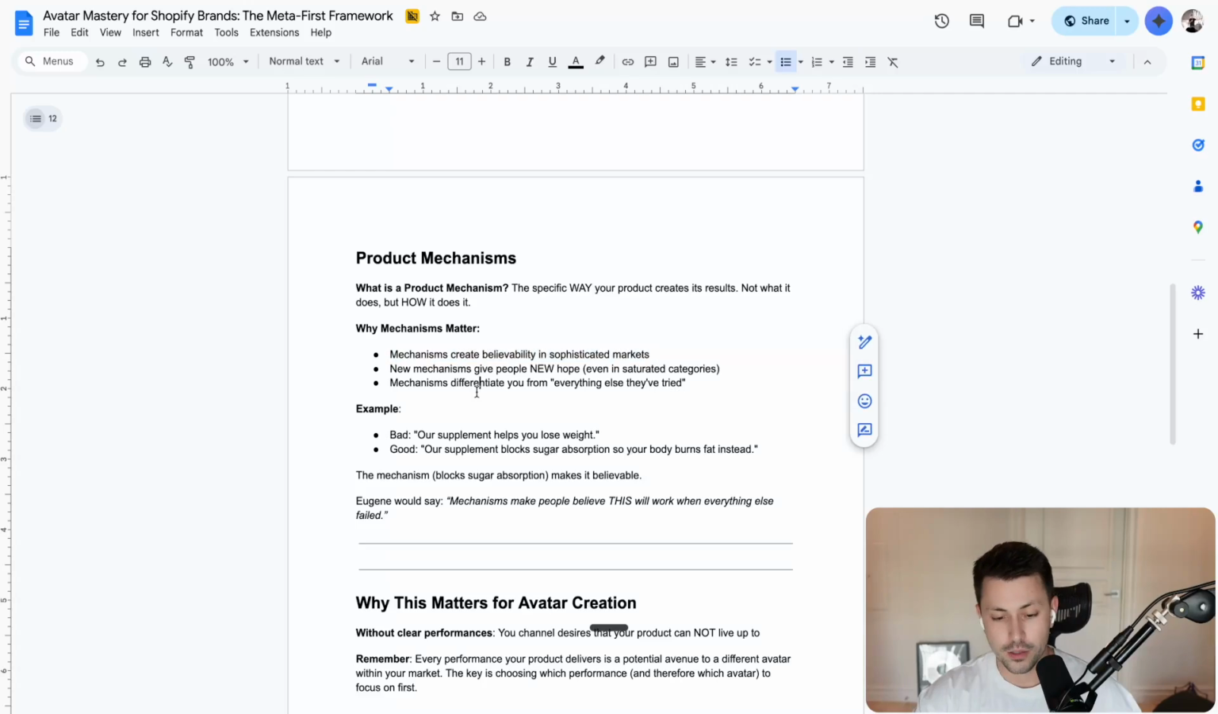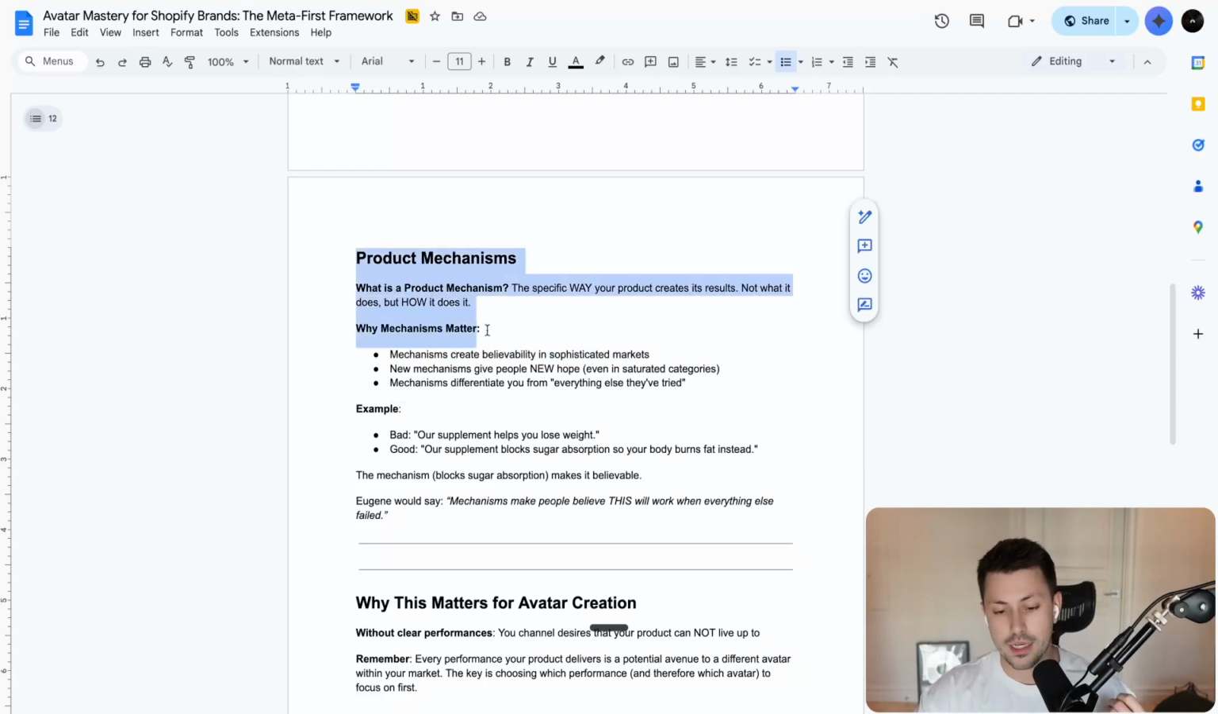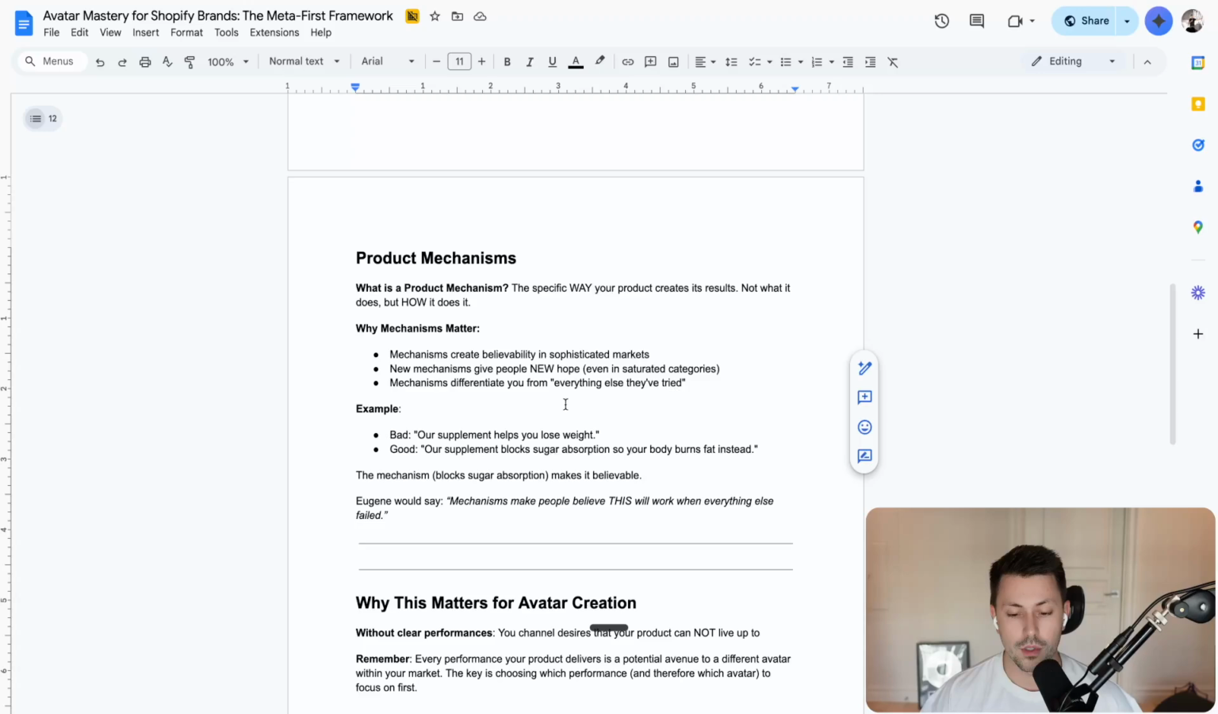So for example, here you can see, again, mechanisms are one of the most important things to understand about your product. How does your product deliver the thing that it says it does, right? Understanding that is almost even better than just understanding feature to benefit desires, like what does my product do? What is the mechanism, okay? Mechanisms create believability in sophisticated markets. New mechanisms give people new hope. And mechanisms differentiate you from everything else that they've tried.